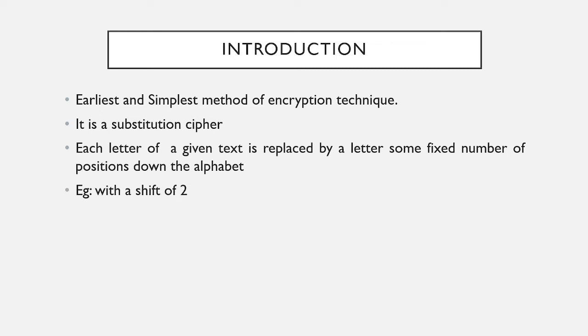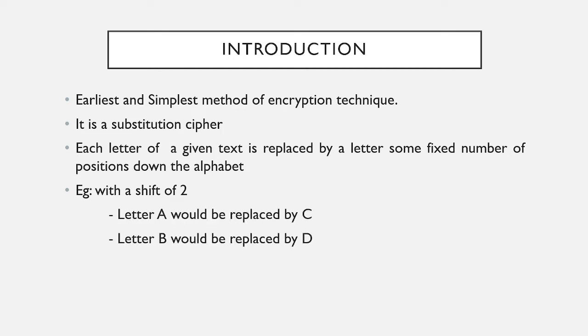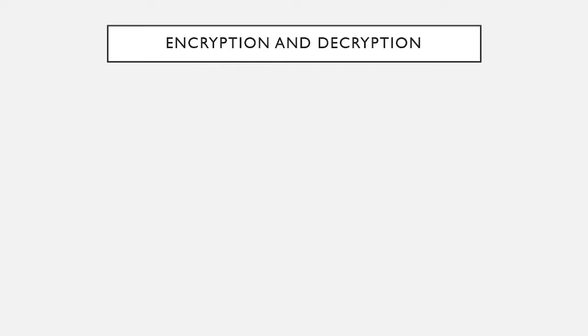For example, with a shift of 2, the letter A would be replaced by C, the letter B would be replaced by D, and letter C would be replaced by E. Let us see the encryption and decryption using Cipher.